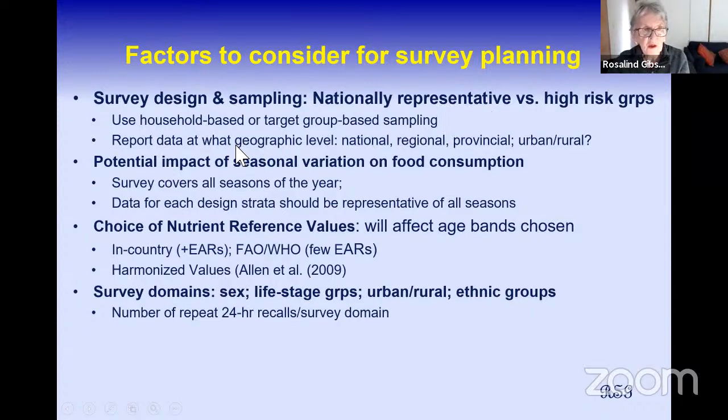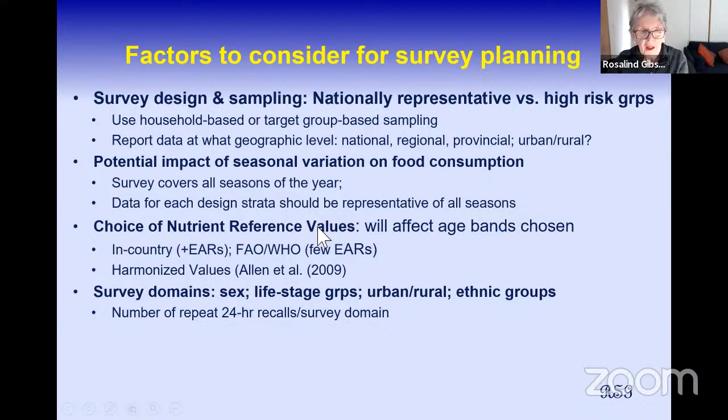We also want to know whether we want to report the data at the national, regional, provincial level, and whether we even want to subdivide that data into urban and rural areas. The next thing we need to consider is the impact of seasonal variation on food consumption. Do we want to ensure that our national survey covers all seasons of the year? If so, the data for each design strata that we'll talk about later should also be representative of all seasons of the year.